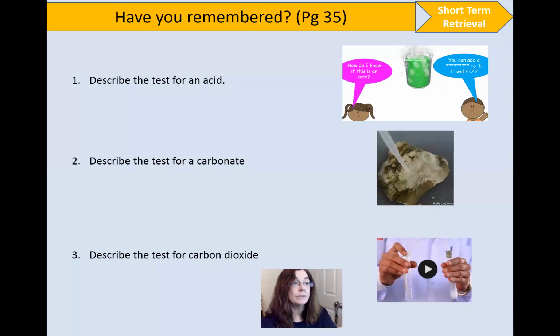Okay, so you've got 3 things to remember. What can you remember? Describe the test for an acid, and I've put a little picture there to help you. What is the test for an acid? Describe the test for a carbonate, and I've put a picture there of a rock so you can tell me what the test for the carbonate is, and then describe the test for carbon dioxide, and again I've given you a picture for you to have a go. Alright, so write your answers now.